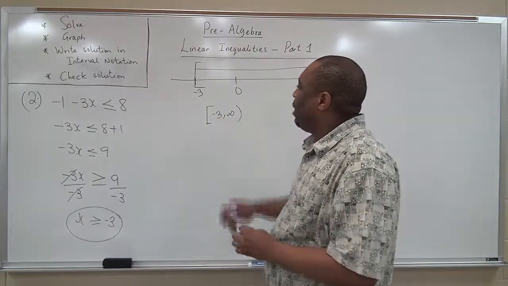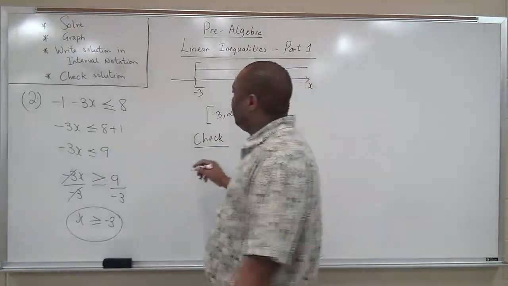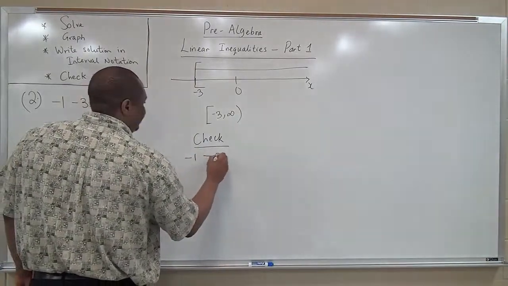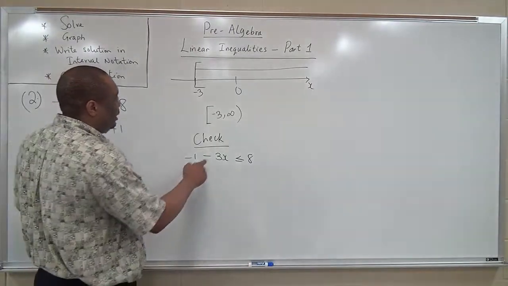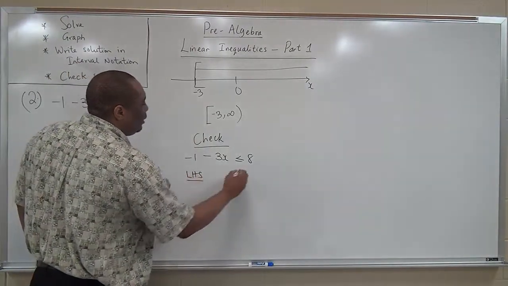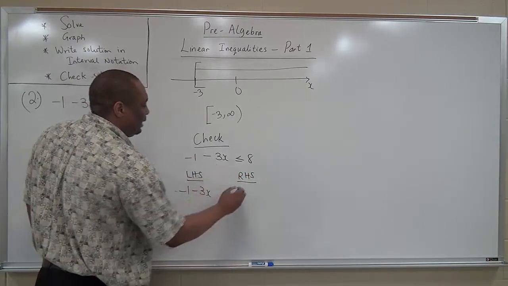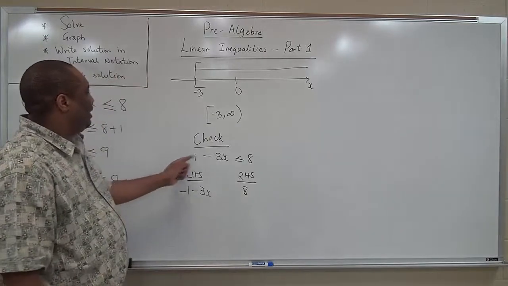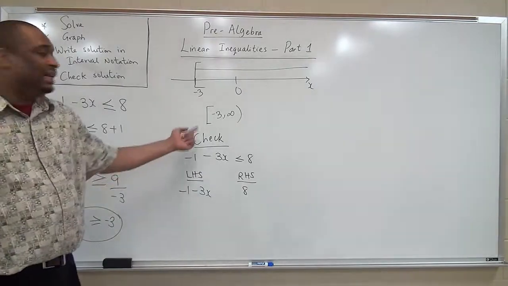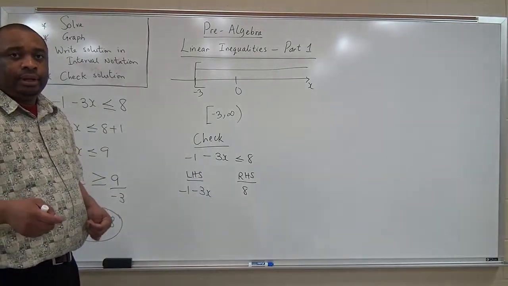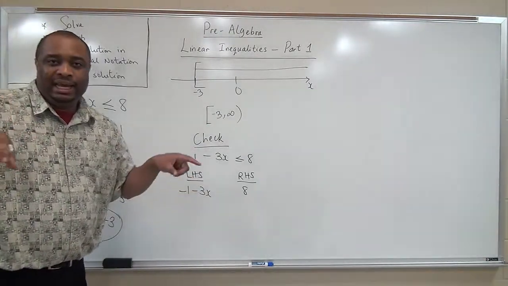Then check our solution. Check our work. We write the main problem first. Negative 1 minus 3x less than or equal to 8. So this will be left-hand side, right-hand side. Left-hand side is negative 1 minus 3x. Right-hand side is 8. Our x is greater than or equal to negative 3. So this means you can still use negative 3 because it's included. But if you use negative 3, you will get exactly 8.